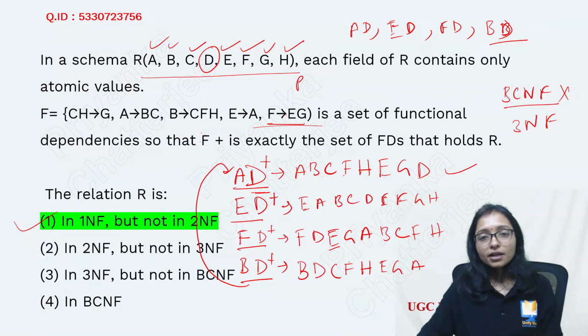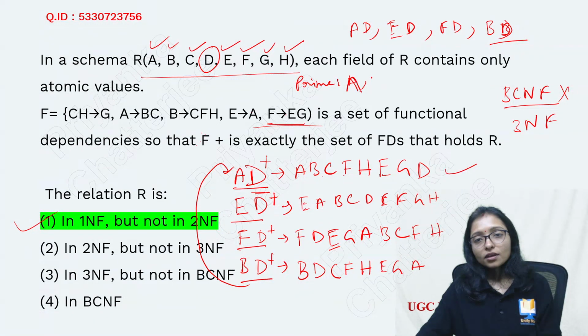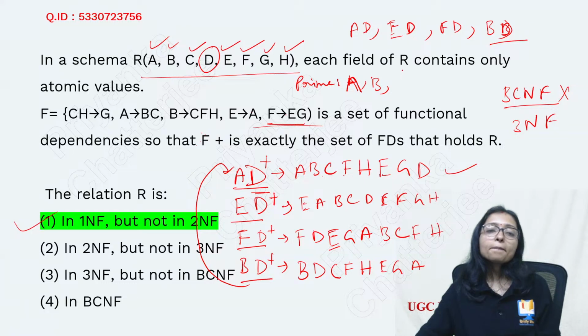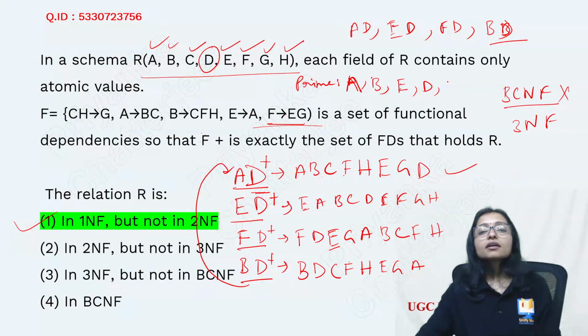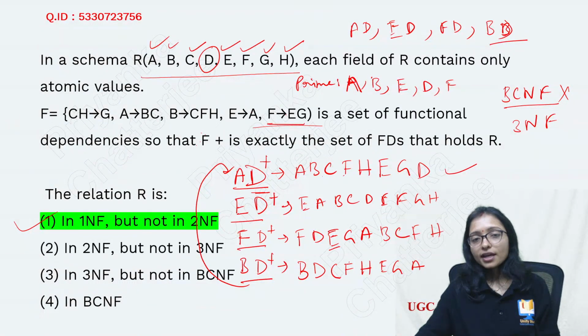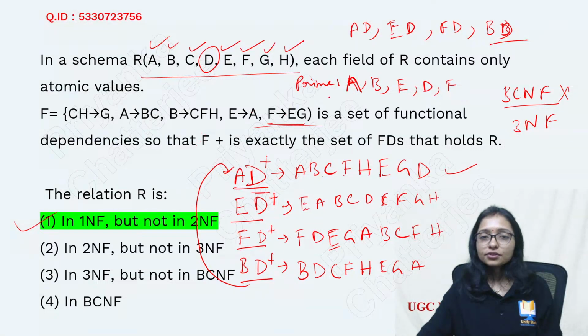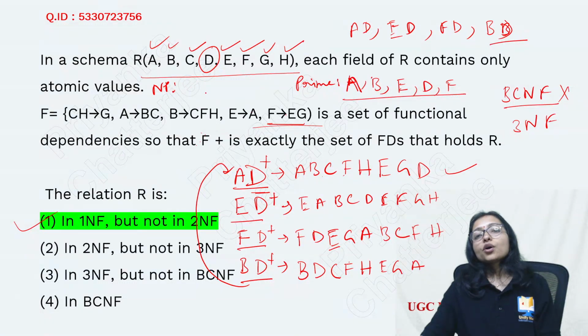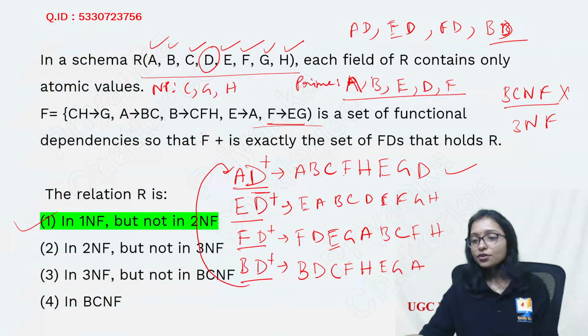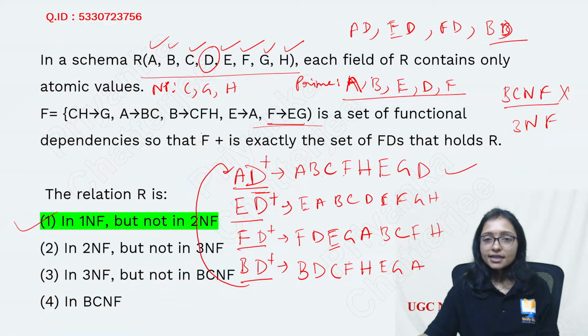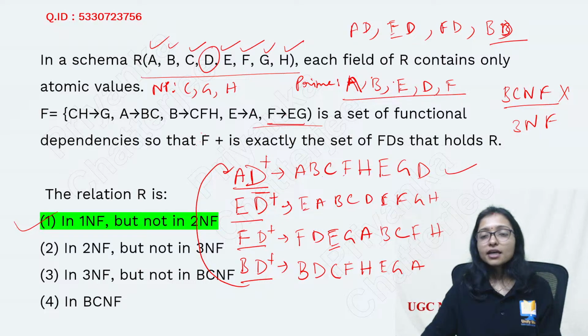So what are the prime attributes here? A is prime, B is prime, A, B, E, D, F, all are prime, right? A, B, E, D, F, these all are prime attributes. Which ones are non-prime then? Other than those, C, G, H. These are the non-prime attributes, right? C, G, H. This is our non-prime.